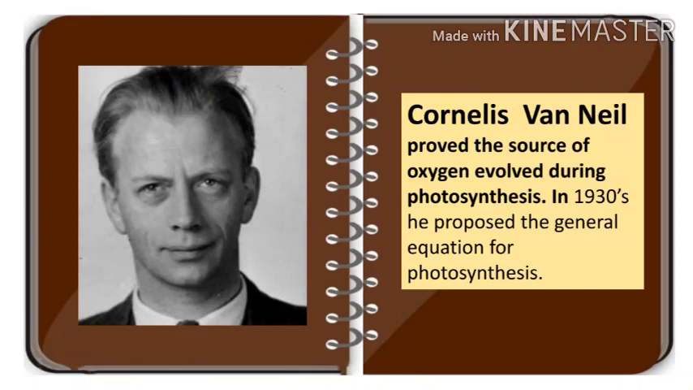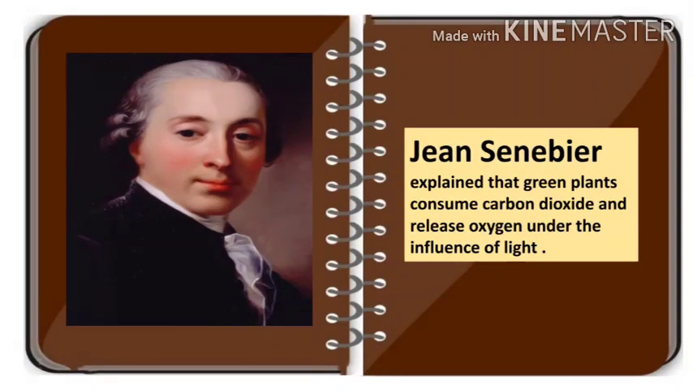Cornelis van Niel proved the source of oxygen evolved during photosynthesis. In the 1930s, he proposed the general equation for photosynthesis. Jean Senebier explained that green plants consume carbon dioxide and release oxygen under the influence of light.